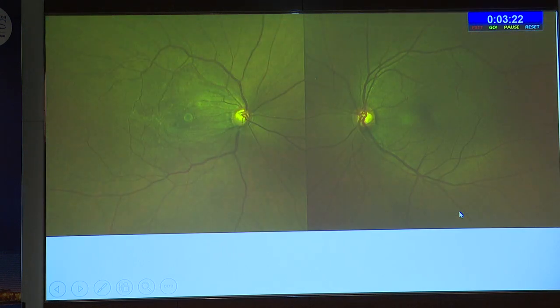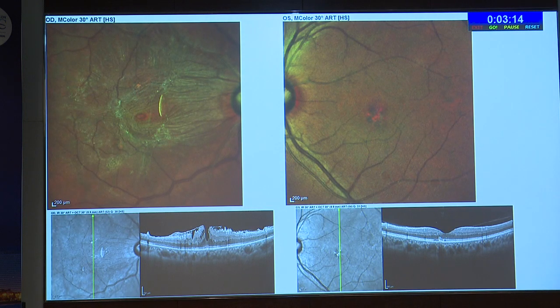Again, with macular pathologies, the left eye looks normal and the right eye has an ERM, but it's not that prominent. On multicolor posterior pole imaging, you can see the macular pathology very nicely, and you can see the pathology even in the left eye, which was not visible on the Optos fundus photograph.